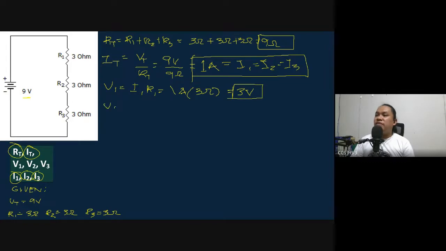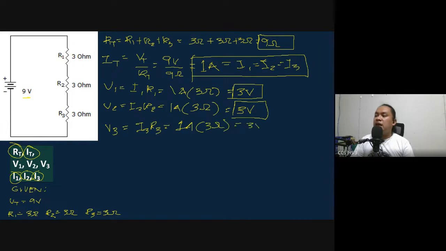Next, let's solve for V sub 2. Same formula: I sub 2 times R sub 2. So 1 ampere times 3 ohms is 3 volts. Lastly, for V sub 3, same formula: I sub 3 times R sub 3, 1 ampere times 3 ohms, so 3 volts. So we are done with V sub 1, V sub 2, and V sub 3. As simple as that. Okay?